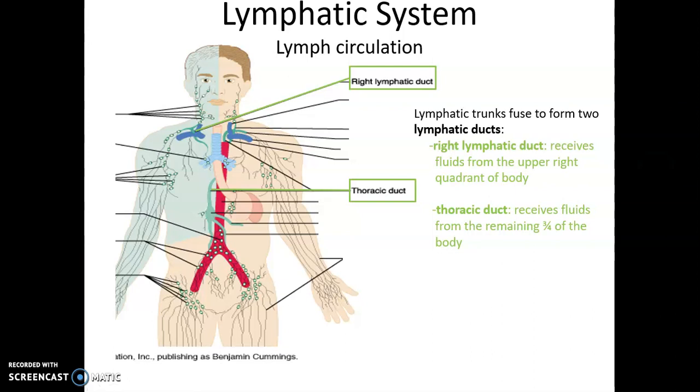The trunks will then fuse together to form one of the 2 lymphatic ducts, either the right lymphatic duct, which is draining fluids from the upper right quadrant of the body, or the thoracic duct, which is draining fluids from the other 3/4 of the body. So again, right lymphatic duct carrying fluids from the upper right quadrant of the body, and the thoracic duct carrying fluids from the remaining 3/4 of the body.